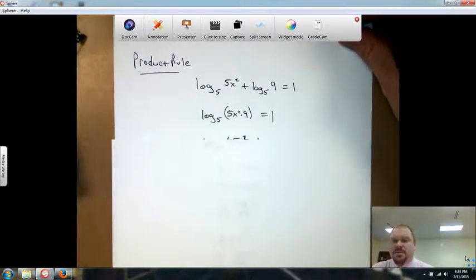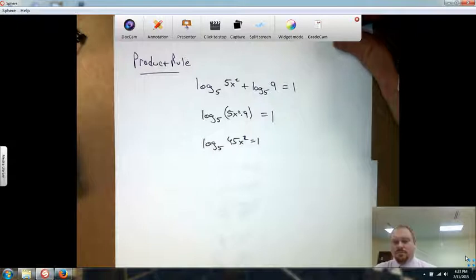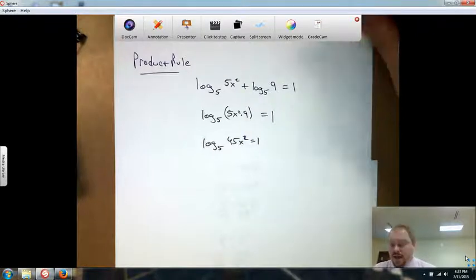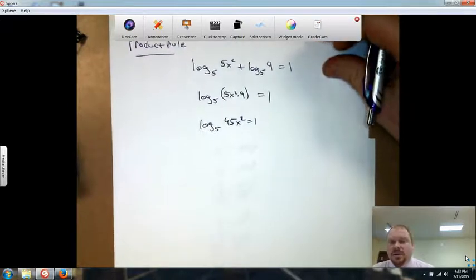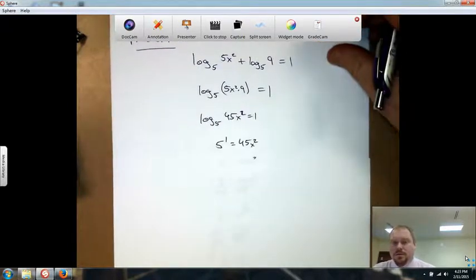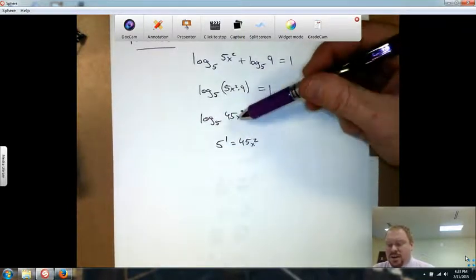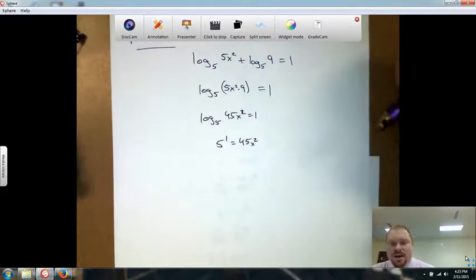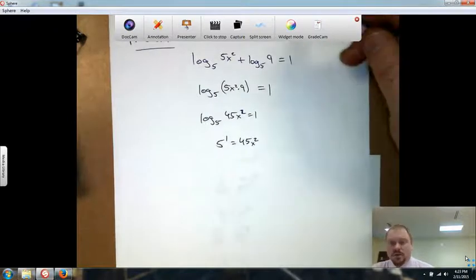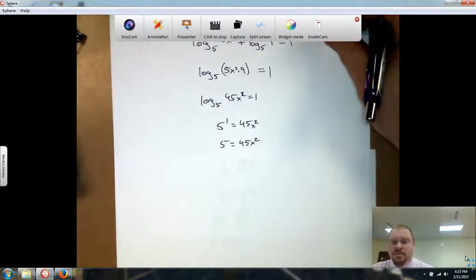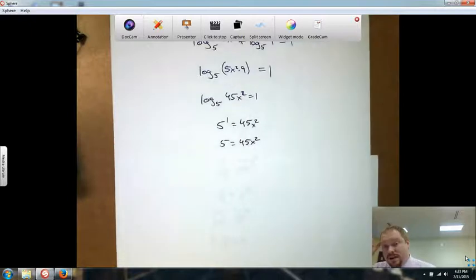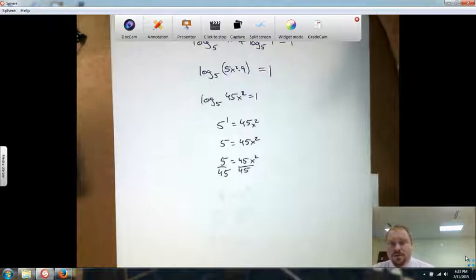So I'm going to clean that up in the next step. 5 times 9 is 45. Now, I have a log, and I have a number that's not in a log. So I'm going to switch to exponential form. So the 5 becomes my large base, the 1 becomes the exponent, and it equals 45x squared. That crisscross relationship is still present. So now I'm going to clean it up just a little bit. 5 to the first is 5. I'm going to divide by 45, as you see there.